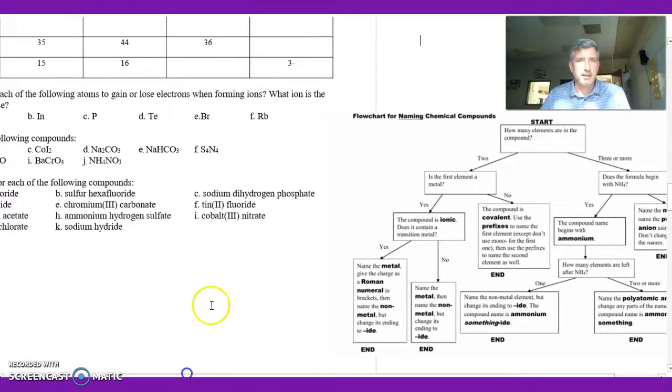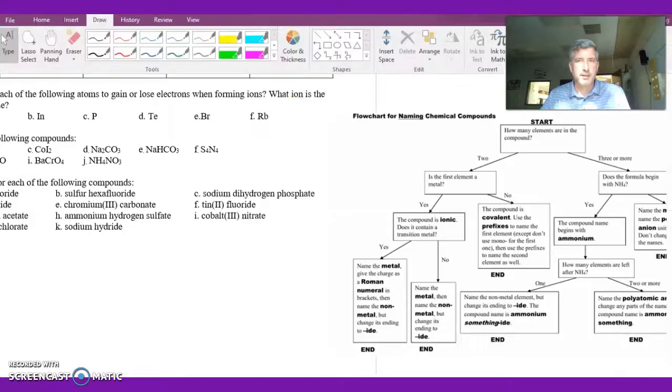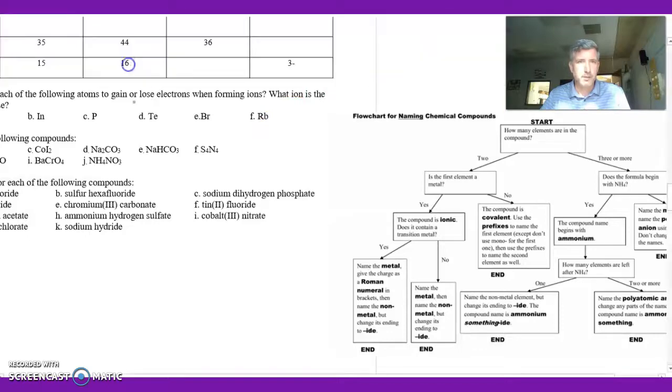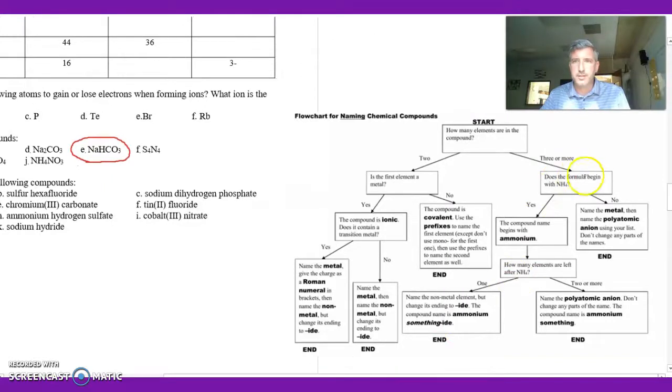So let's say we want to talk about this compound, NaHCO3. How do we name that? The first question says, how many elements are in the compound? Is it 2 or is it 3 or more? Well, we've got sodium, hydrogen, carbon, and oxygen. So we've definitely got more than 2.